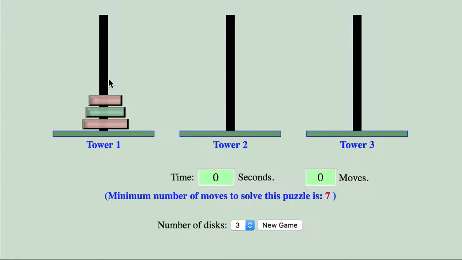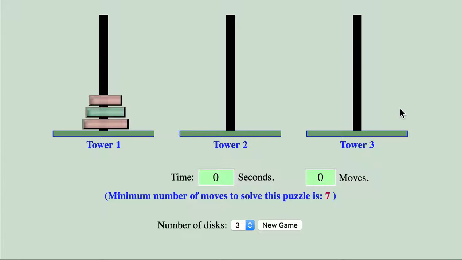So if we have n discs, then I have to move n minus 1 discs from Tower 1 to Tower 3. Then only I can move the remaining one disc from Tower 1 to Tower 3. Sorry, n minus 1 discs from Tower 1 to Tower 2. Then only I can move the remaining one disc from Tower 1 to Tower 3.